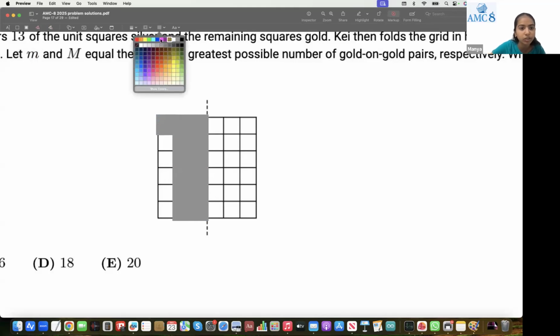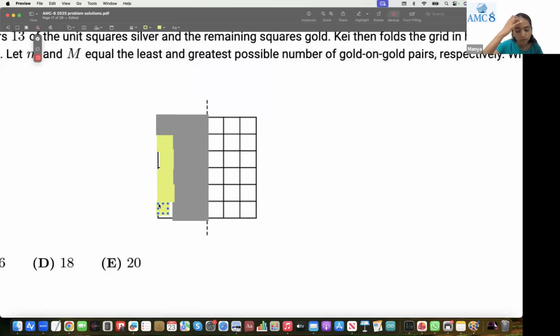So here, let me change the color to gold. Okay, so we have 1 gold, 2 gold, 3 gold, 4 gold, and 5 gold. And now, if I fold this in half vertically, it'll look like the same thing, just a mirror image. So this part would be going over here, and this gray area would be going over here. So this would be the same thing. So there would be 5 gold on gold pairs.